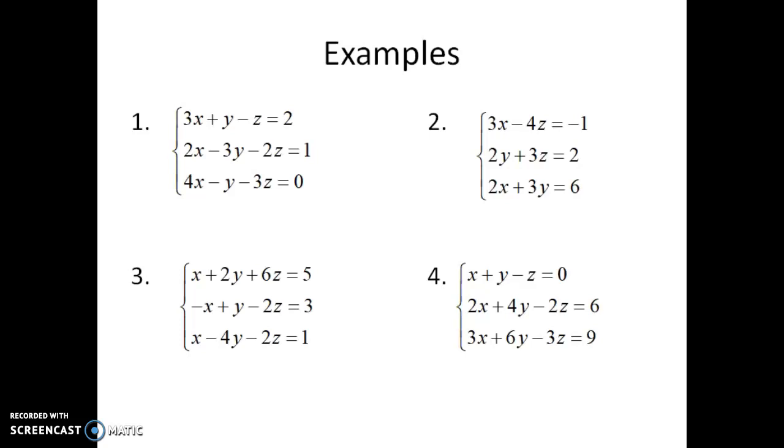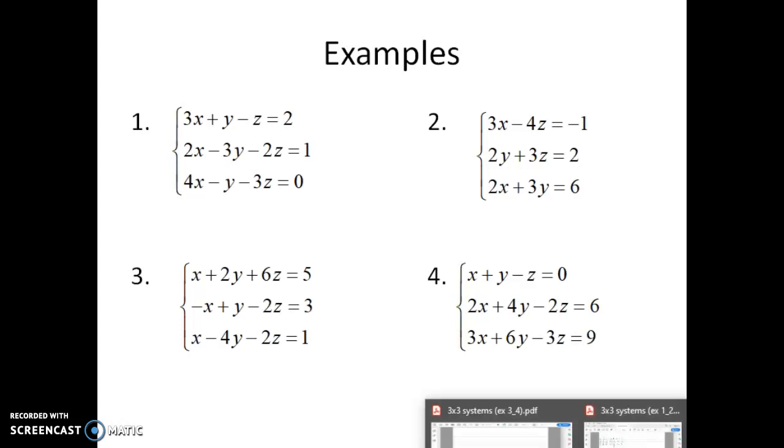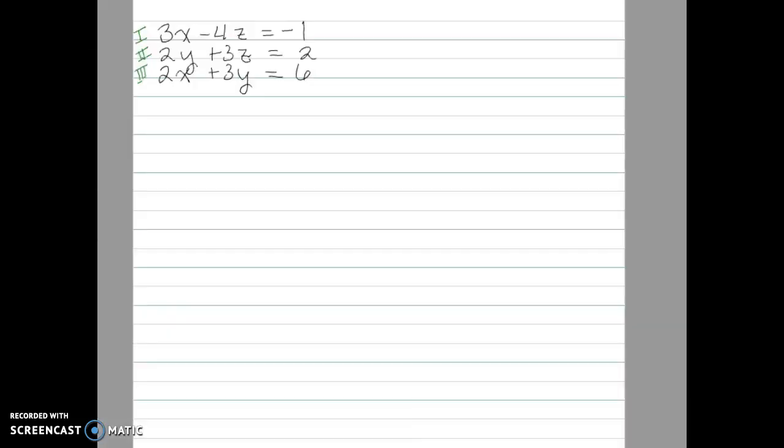Okay, welcome back. Once again, we're solving 3x3 systems of linear equations. In the last video, we had looked at this first example here, so now we're going to pick up with the second example. Alright, so I'm going to go ahead and label my three equations 1, 2, and 3.